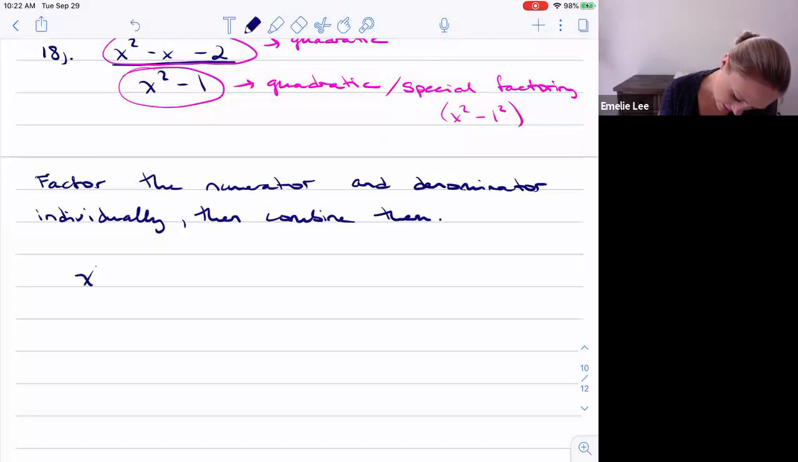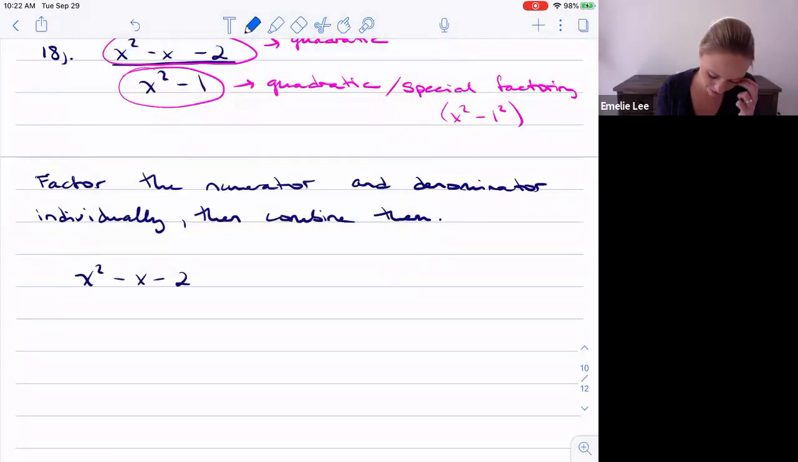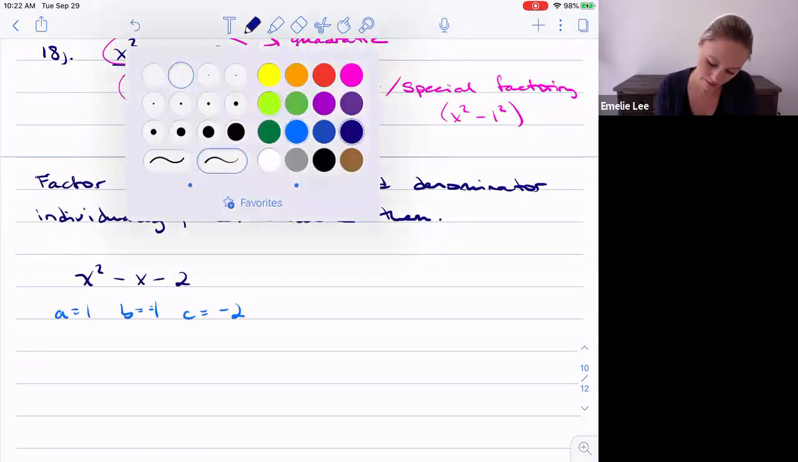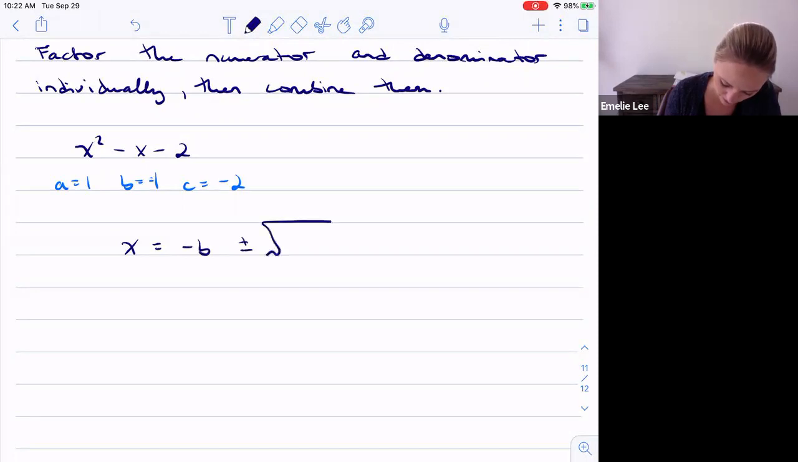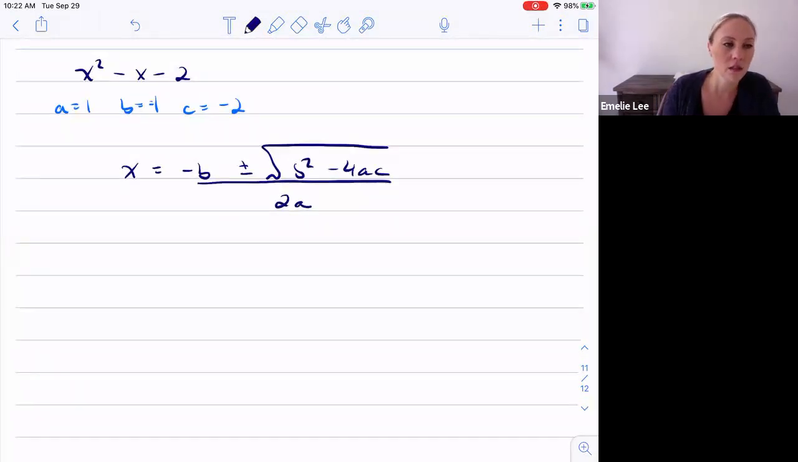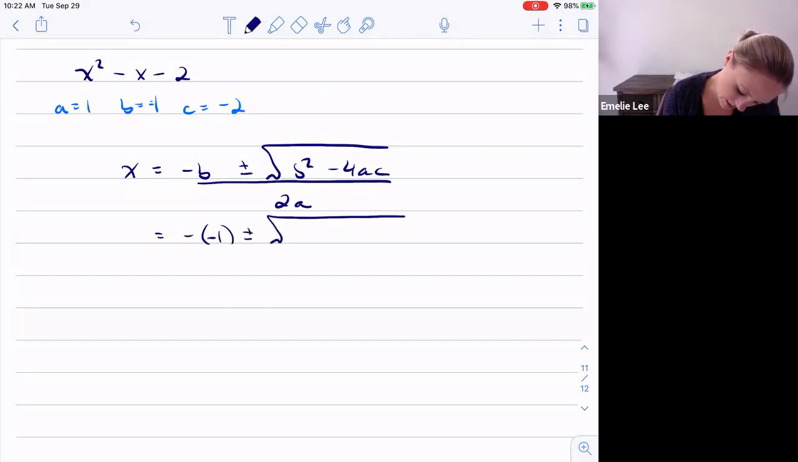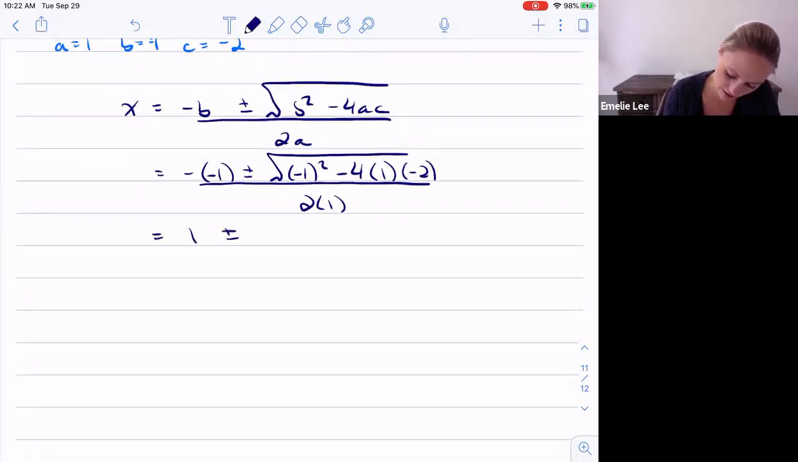So if I have something like x squared minus x minus 2, that looks like a is 1, b is negative 1, and c is negative 2. The quadratic formula says that a solution here would be x is negative b plus minus the square root of b squared minus 4ac over 2a. So then I have negative negative 1 plus minus the square root of negative 1 squared minus 4 times 1 times negative 2 over 2 times 1. Putting me at 1 plus minus negative 1 squared is 1, minus 4 times negative 2 is plus 8. So 1 plus 8 is the square root of 9.